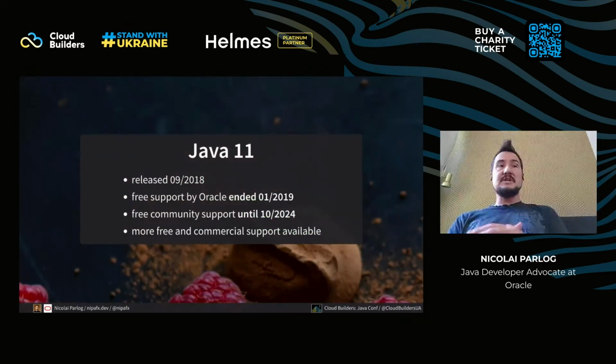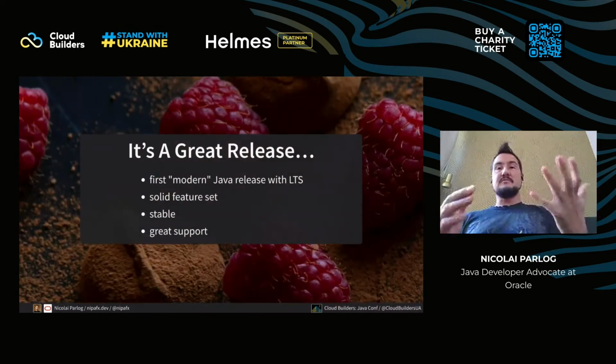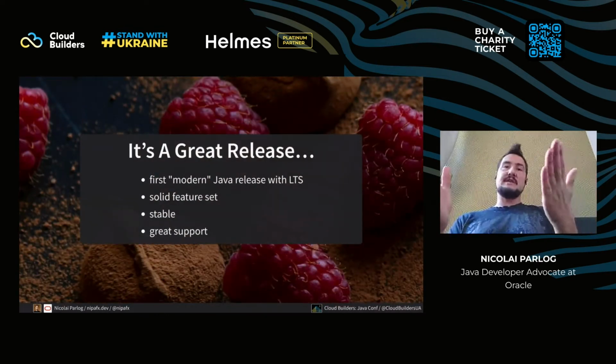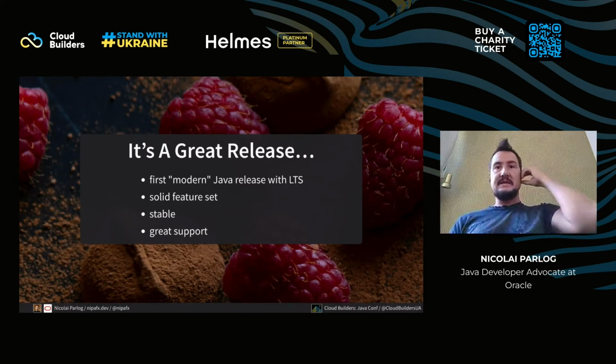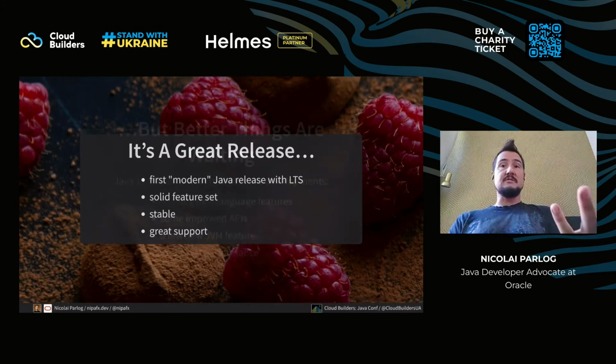Let's talk a little bit about Java 11. It was released in 2018, and free support already ended, but community support and commercial support is plenty to be had. So it is a good release to be on. It's the first modern Java release, meaning the first one that came out in the 6 months release cadence that has long-term support. It has a very solid feature set, it is pretty stable, and it has great support by a variety of vendors. So that's all good, right?